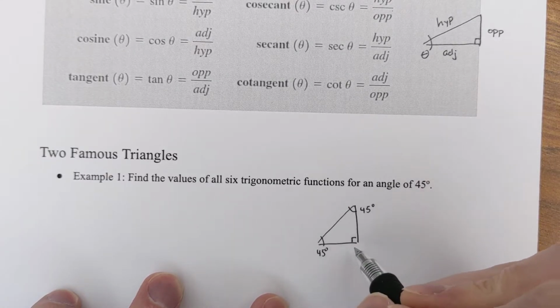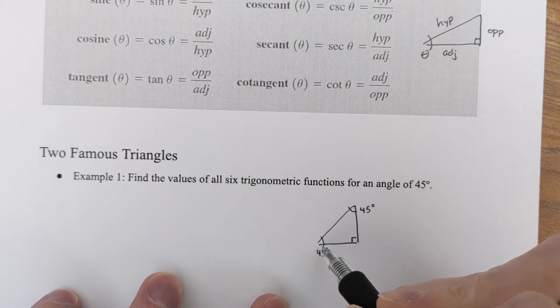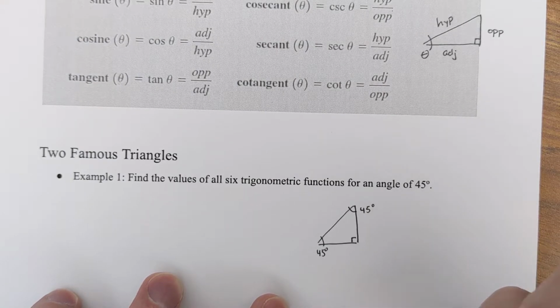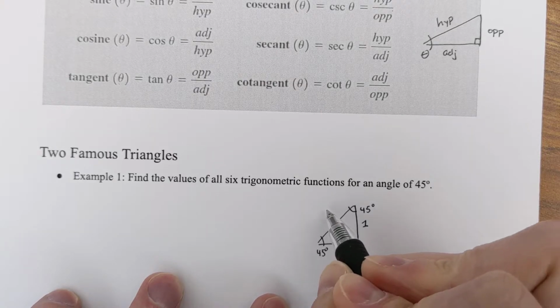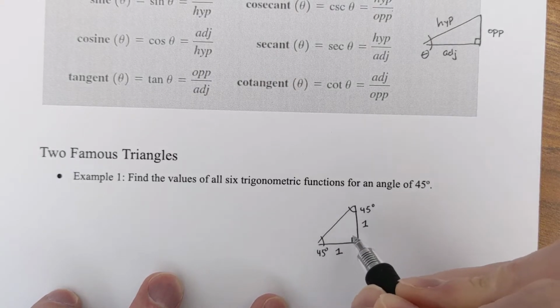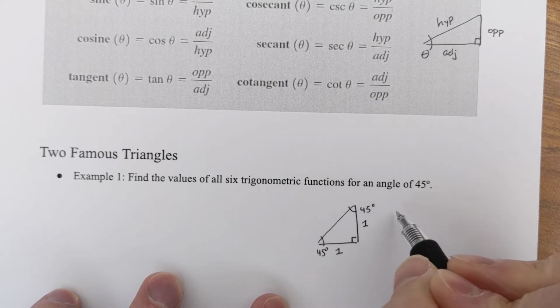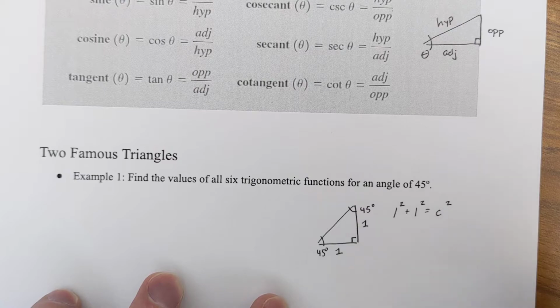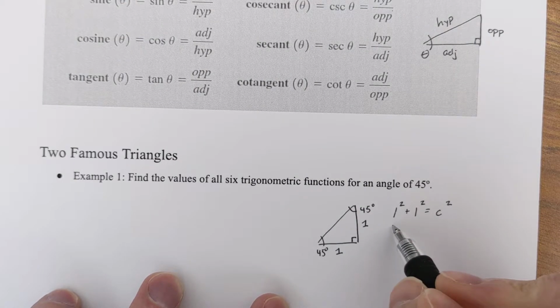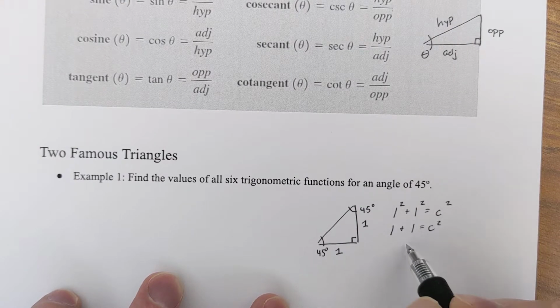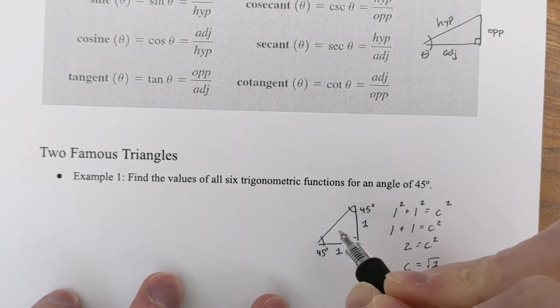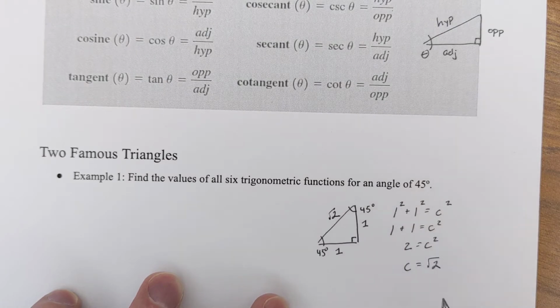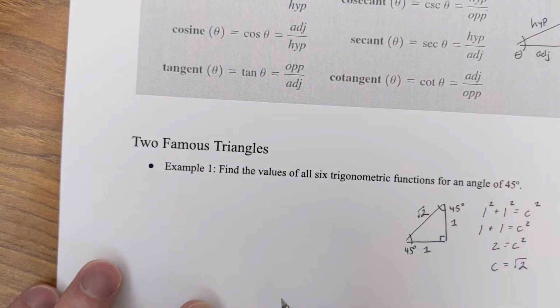Now this, even though it's tipped, is an isosceles triangle. The sides opposite congruent angles are always congruent. So I'm just going to make them both 1, because why not? So I need to find this missing side there. This is a right triangle, so the Pythagorean theorem is true. 1 squared plus 1 squared is the hypotenuse squared. So 1 plus 1 is c squared. 2 is equal to c squared. So c is the square root of 2. So there's my triangle. And now I can just use my definitions.